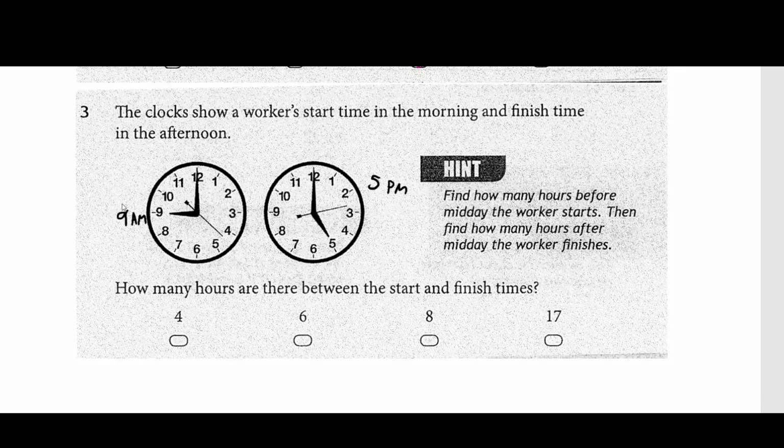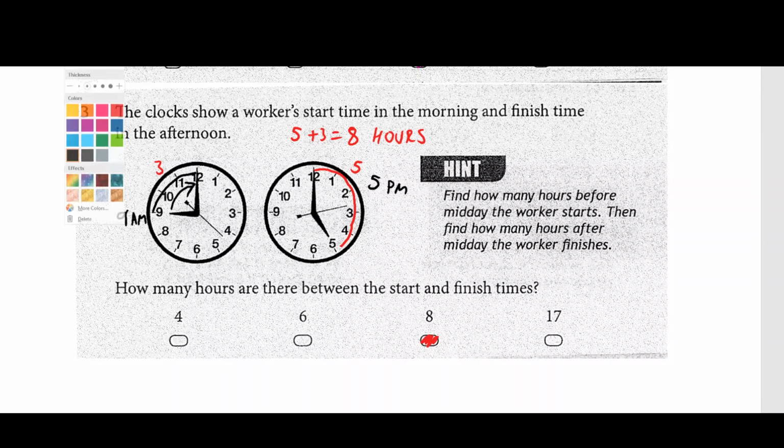Okay, so from 9 a.m. to midday, that's going to be, we've got 1, 2, 3 hours there. And from midday to 5, it's going to be 1, 2, 3, 4, 5. So that's, we had 3 here and 5 here. 5 plus 3 is 8. So 8 hours. So we've got 8 hours as our answer for number 3.